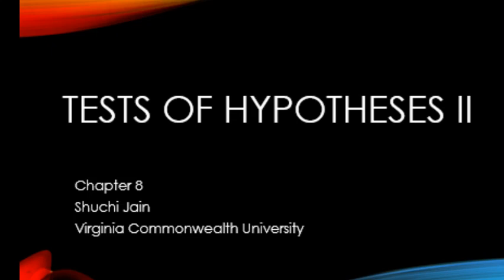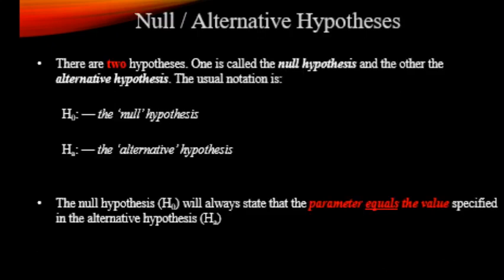This is part 2 of the lecture to understand the concept of testing a hypothesis. In the previous lecture, we discussed the steps that we can use to conduct a hypothesis test using the classical method. Today, we will learn about the p-value method, or the significance level method. Either way, the first step is to write the null and the alternative hypothesis.